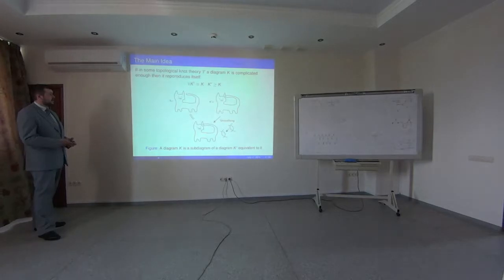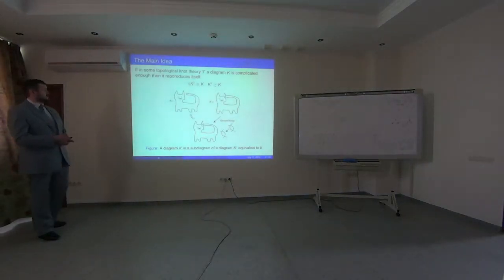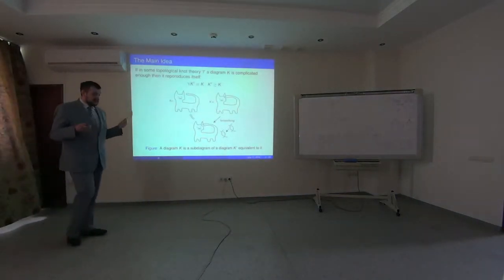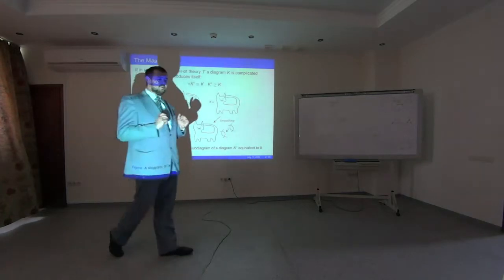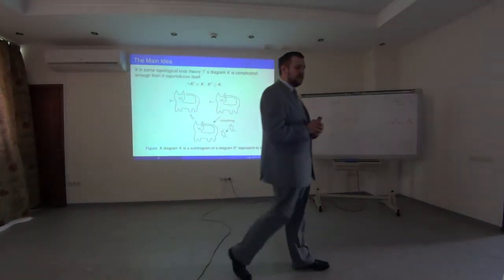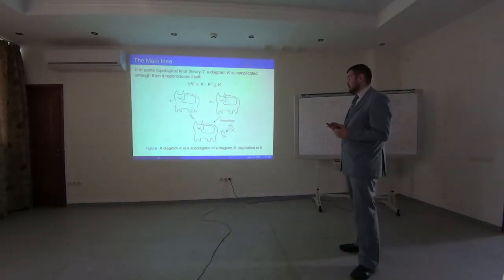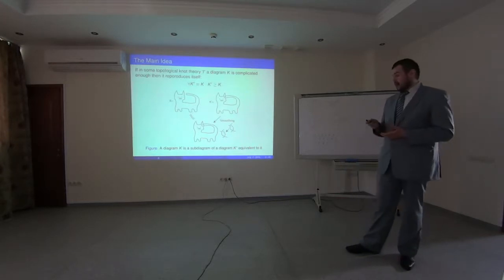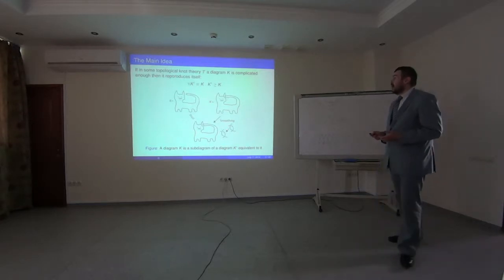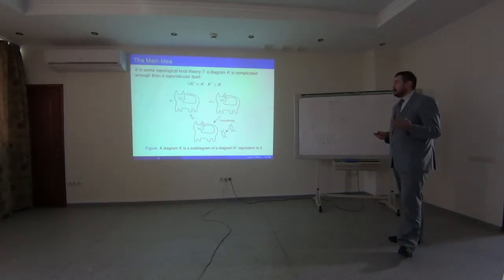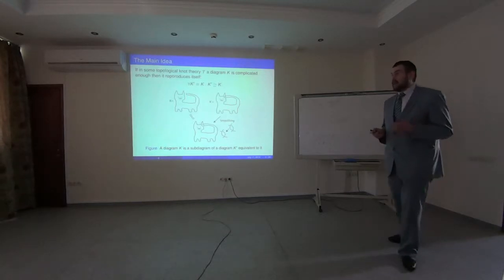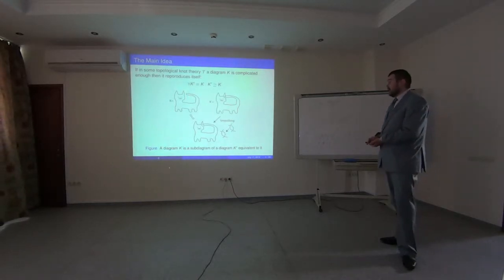Today I'm going to argue that if some topological knot theory, or maybe not only knot theory, I'll talk about that later, some diagram is complicated enough, then it reproduces itself. My talk will be somewhat more functorial, and I would say have more applications than the talk I gave last week. And the idea is as follows.